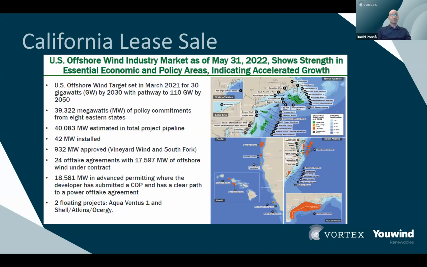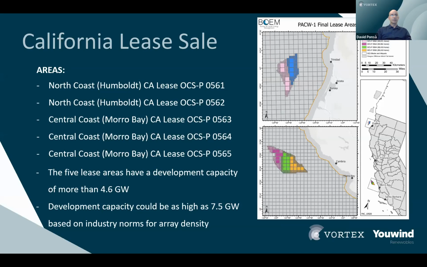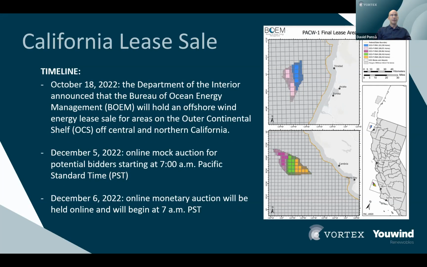Next slide, please. Okay, and focusing on the topic for this webinar, that now my colleagues at Youwind will go into detail. The California lease area, there are 5 areas divided in 2, in the North Coast and the Central Coast. I think we will focus on the Morro Bay, which is in the Central Coast. And this is up for 4.6 gigawatts, right? Although they say that development capacity could be as high as 7.5, but we should start thinking that it's going to be 4.6 gigawatts. And next and final slide by Vortex.